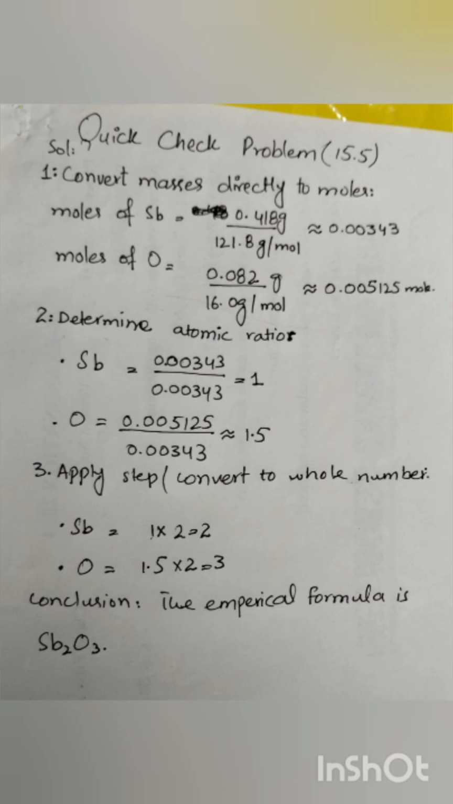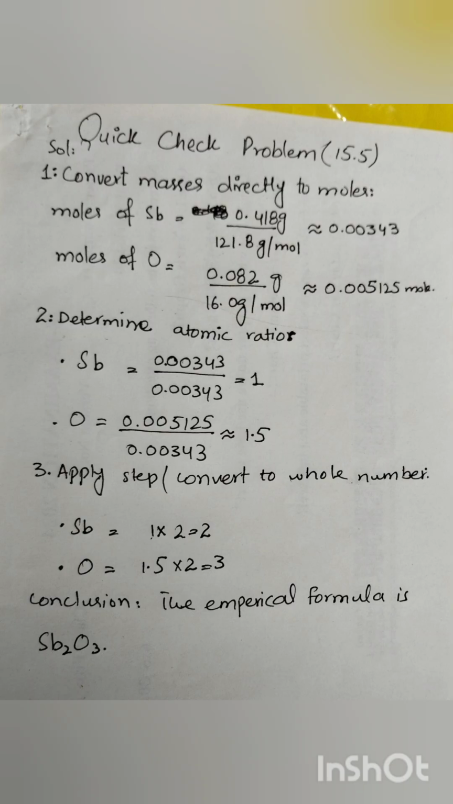Let's apply our rules step by step. First, we will convert directly to moles. Moles of antimony is equal to 0.418 gram divided by 121.8 gram per mole, which is approximately equal to 0.0034. Now moles of oxygen is equal to 0.082 gram divided by 16 gram per mole, which is approximately equal to 0.005125 moles.